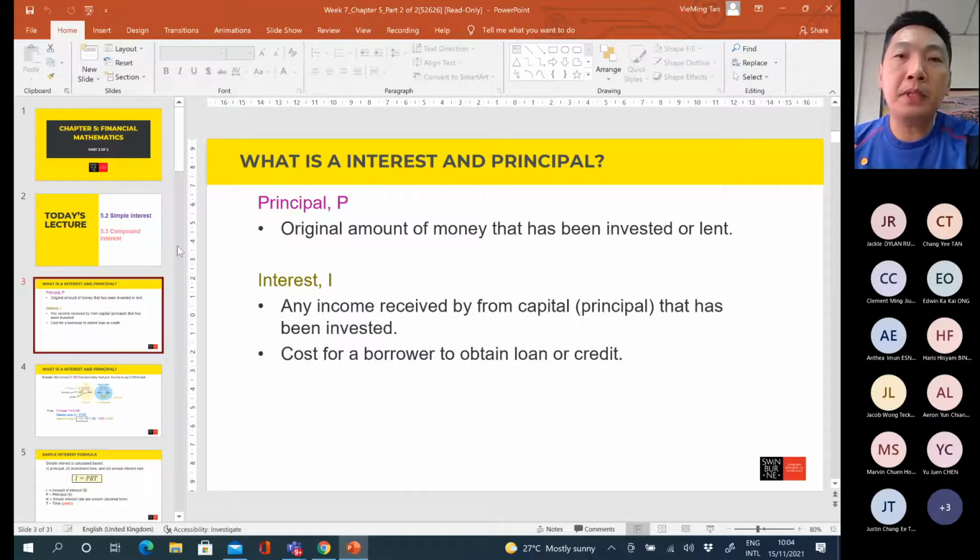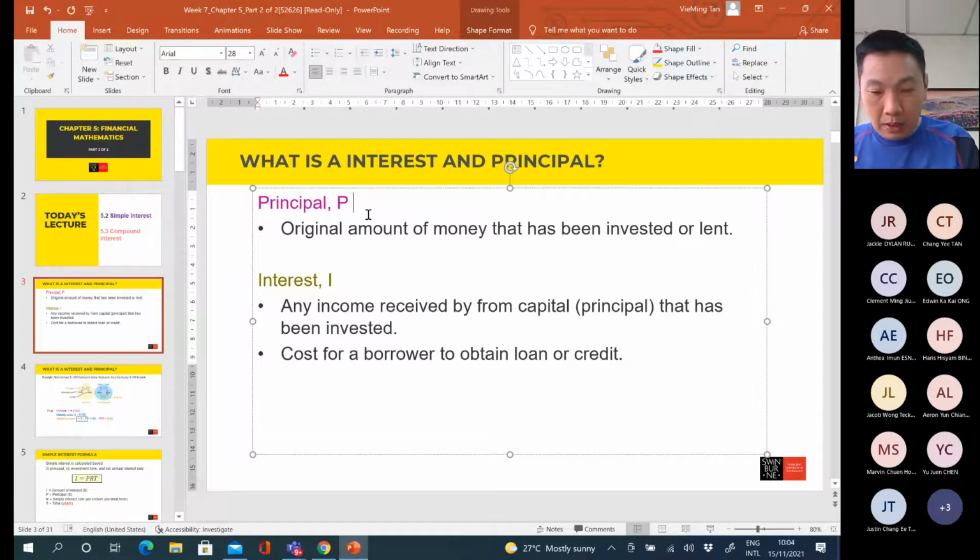Principal. So we use P to represent principal. Principal can be referred to as the initial borrowing, or we call it initial or original borrowing.